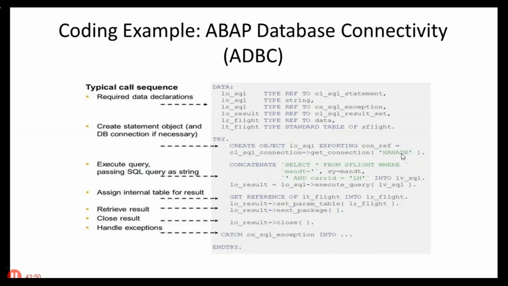So now here we are actually getting connected to the HANA database from the ABAP perspective. Concatenate select star from SFlight where MNDT is equal to something. Get reference of LT flight into LR flight. So this is the main thing, guys. Create statement object and DB connection is necessary. So if it is necessary, we'll go for DB connection. I guess with ADBCs, we just need to do one or two scenarios so that we can understand easily. But I'll walk through this ADBC concept, ABAP database connectivity.